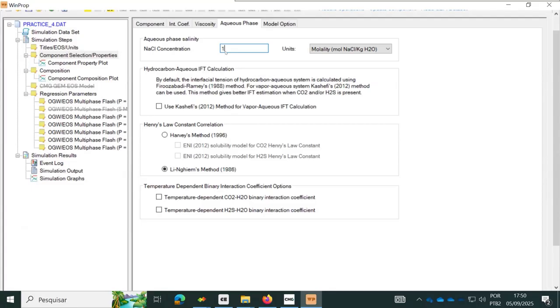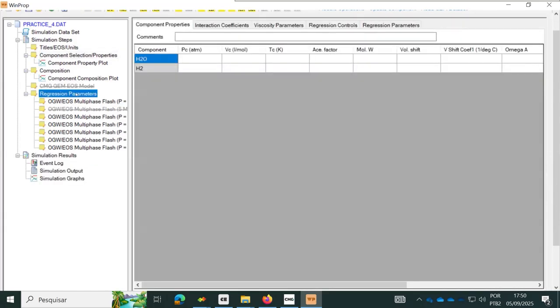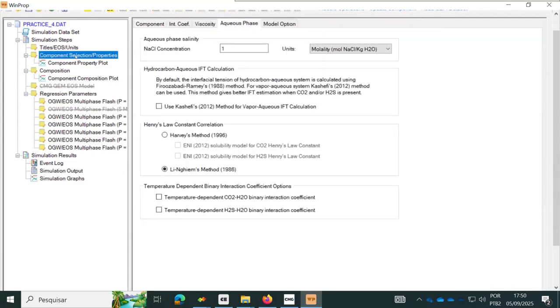But these values are used only when you are working with the default parameters. If you want to generate a prediction using the default parameters of the correlation, they use this as an input for the model. If you are regressing on the parameters, you don't need to input it here, because it already has the impact of salinity in the calculation. We are just matching the equation of state.